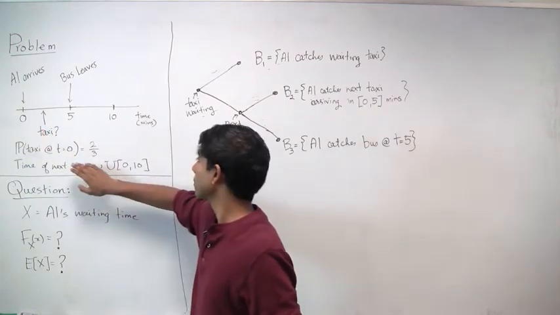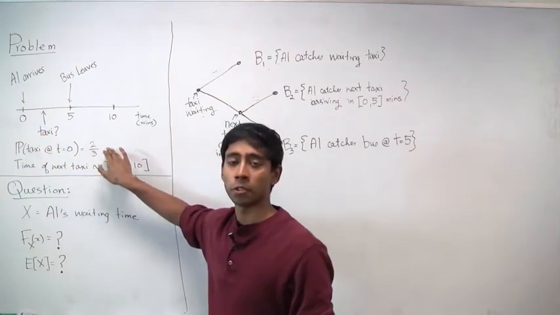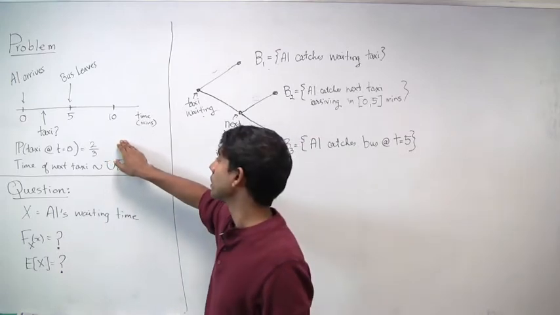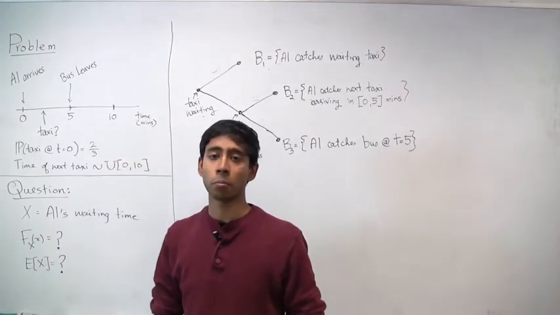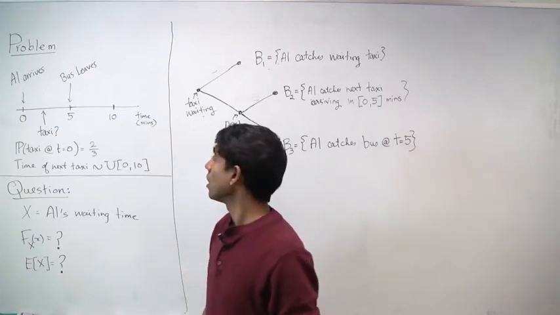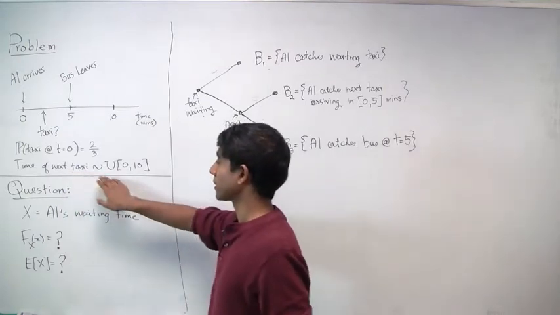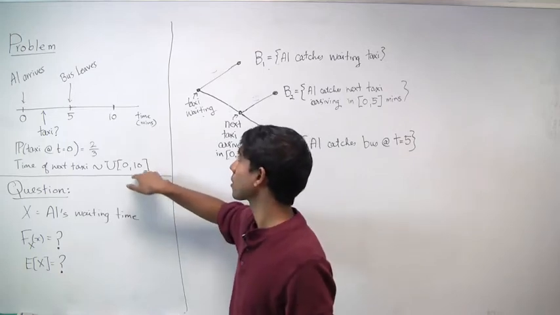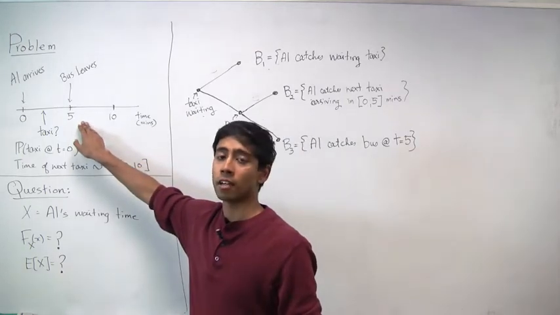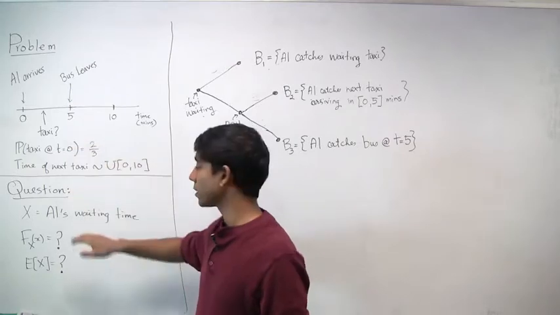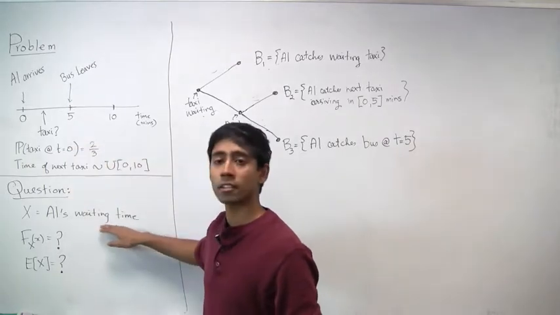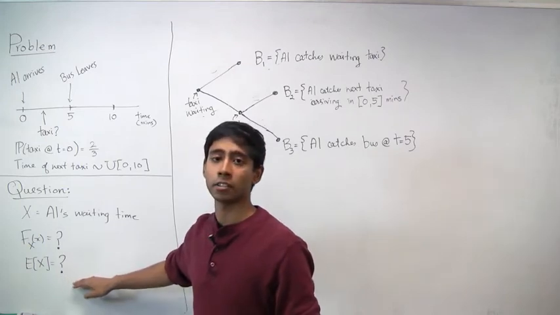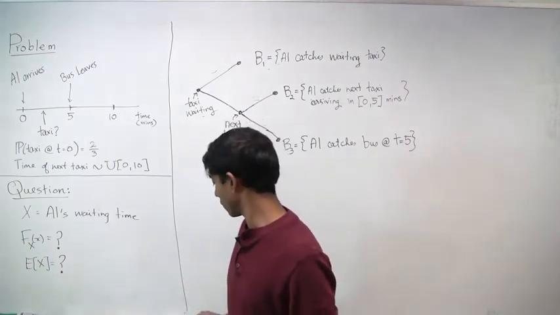He finds a taxi waiting for him with probability 2/3, in which case he takes it. Otherwise, he takes the next arriving taxi or bus. The time of the next taxi arrival is between 0 and 10 minutes, and it's uniformly distributed. And the next bus leaves exactly in 5 minutes. So the question is, if x is Al's waiting time, what is the CDF and expectation of x?